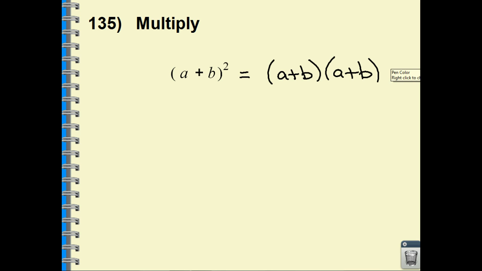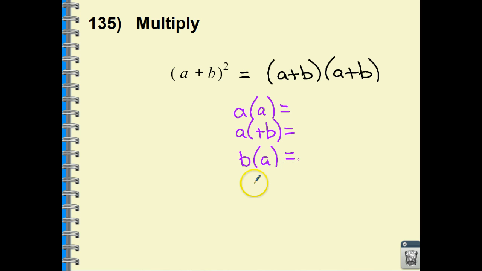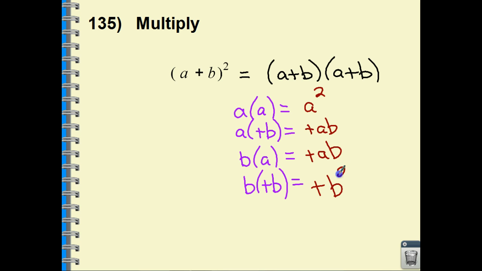So let's take our first term a and multiply it by each term on the other side. We have a multiplied by a and a multiplied by b. Take our second term b, do the same thing. We have b multiplied by a and b multiplied by b. Solve those. We have a squared. We have positive 1ab. We have another positive 1ab. And then we have a positive b squared.